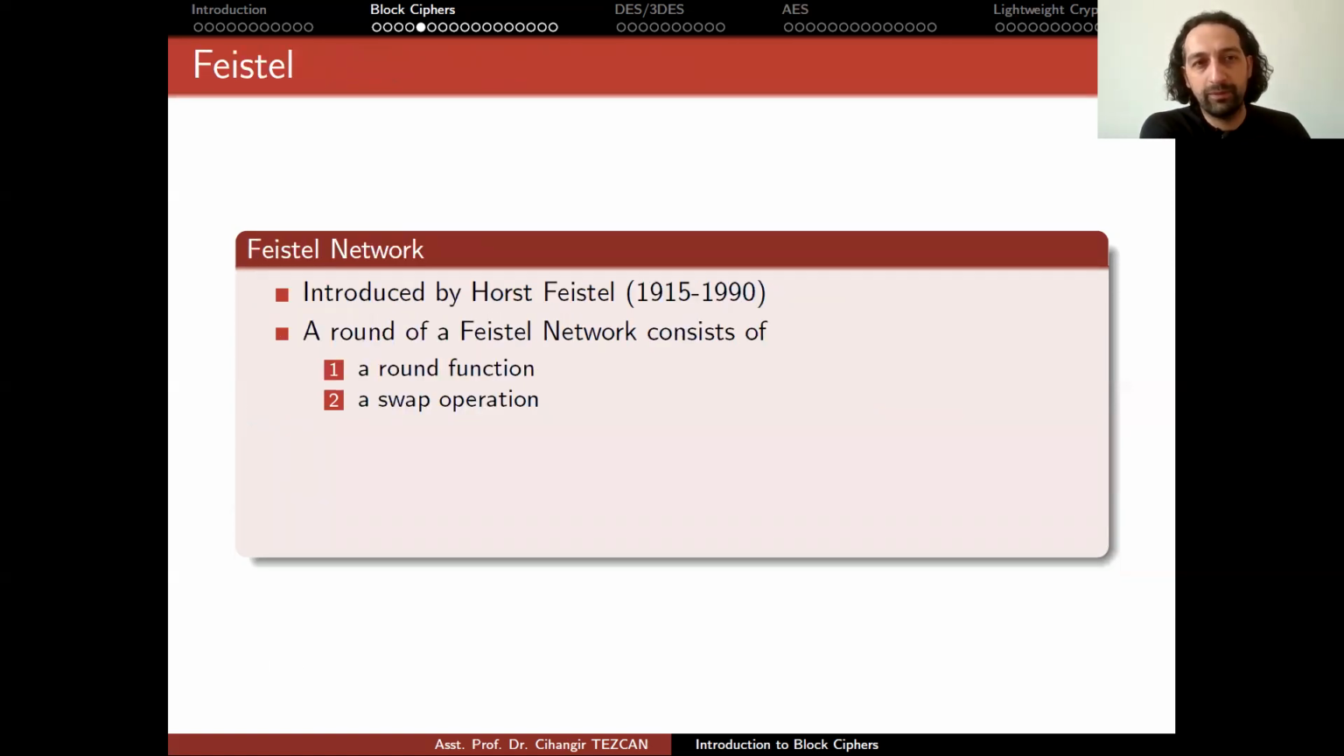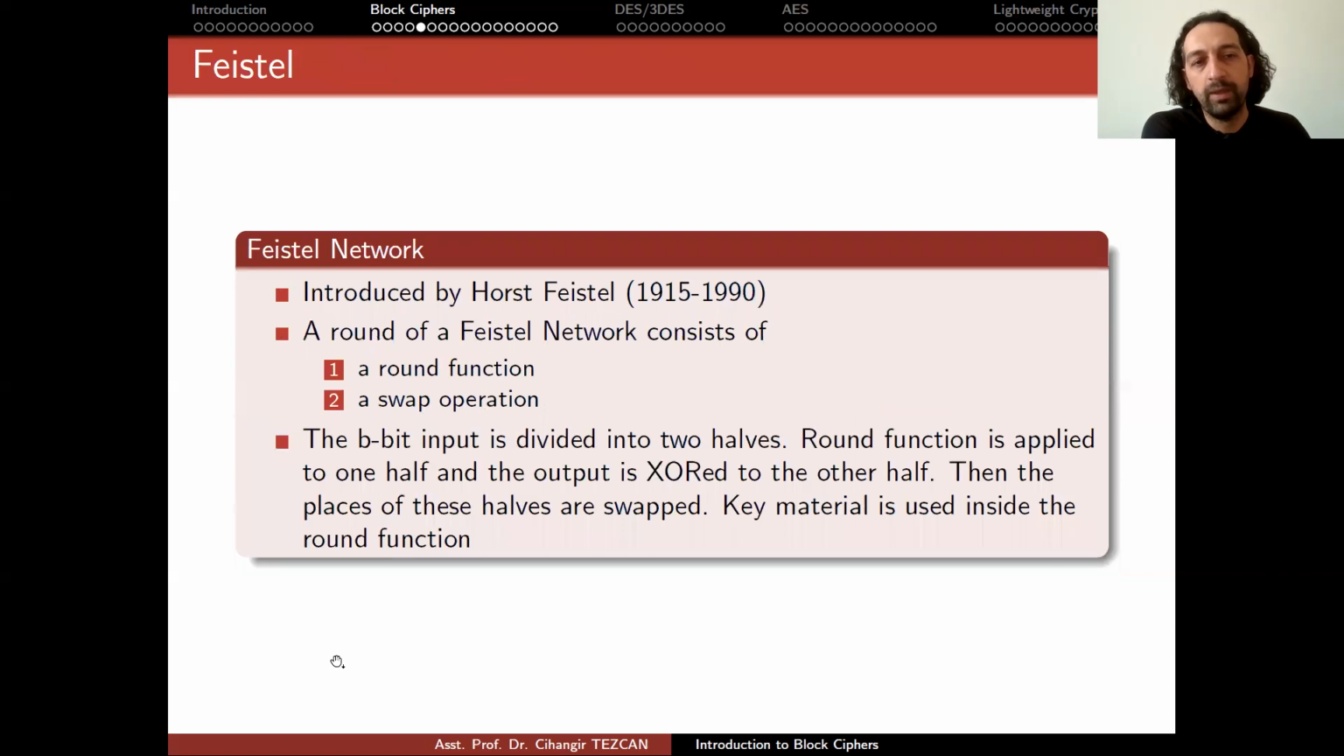So let's first look at the first one, the Feistel network. It was introduced by Horst Feistel. A round of a Feistel network consists of a round function and a swap operation. So the idea is as follows. I will give a picture in a minute. The B-bit input is divided into two halves. The round function is applied to one half and the output is XORed to the other half. Then the places of these halves are swapped. The key material is used inside the round function.